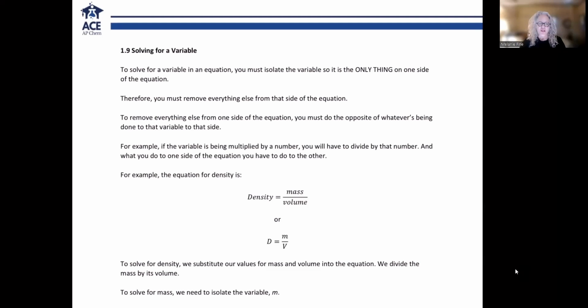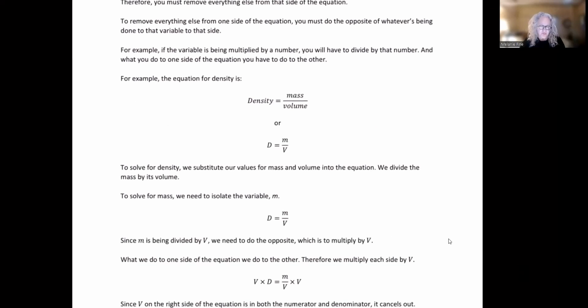For example, the equation for density is density equals mass divided by volume. To solve for density, all we do is substitute our values for mass and volume into the equation. So we take mass and we divide by volume.